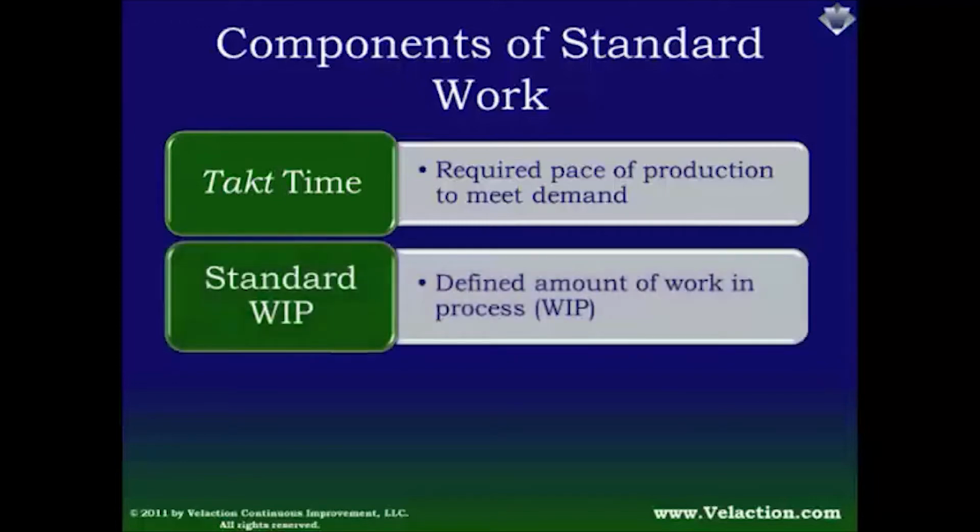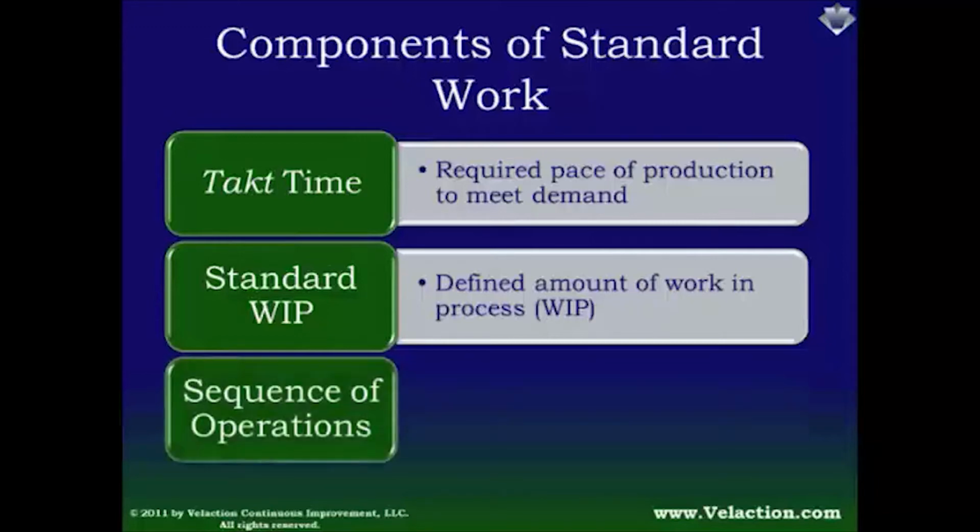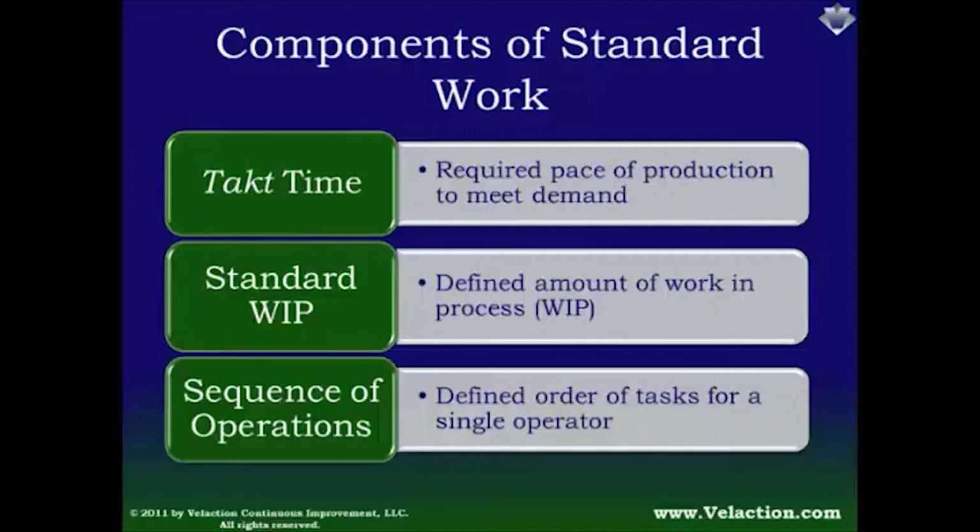And it would be very hard to keep a consistent pace if the amount of materials you were working on fluctuated widely. But if you standardize the amount of work in process, you can make things run very, very smoothly. And that precise amount of work is called standard WIP, or standard work in process. The last of the components is sequence of operations. Every worker in the cell must have their own precisely defined order of tasks that they must accomplish. So those are the three components of standard work. When the concepts are listed out in this manner, they might seem a bit new to you.